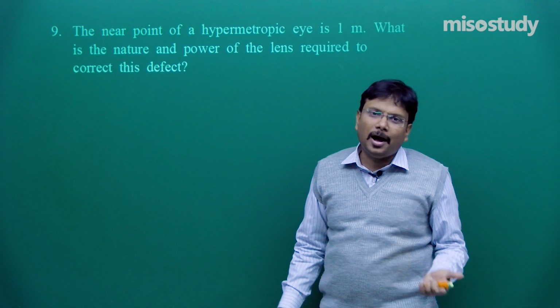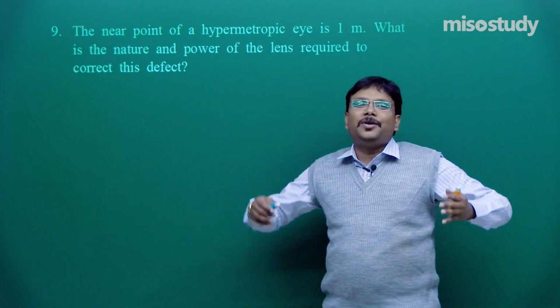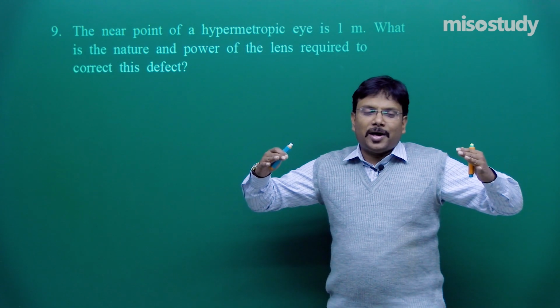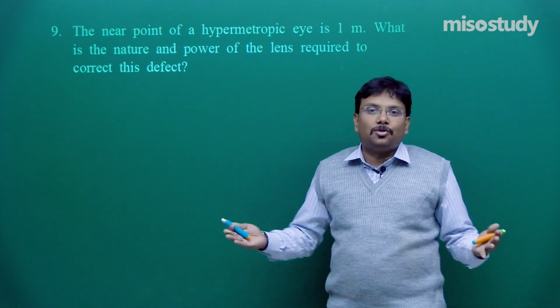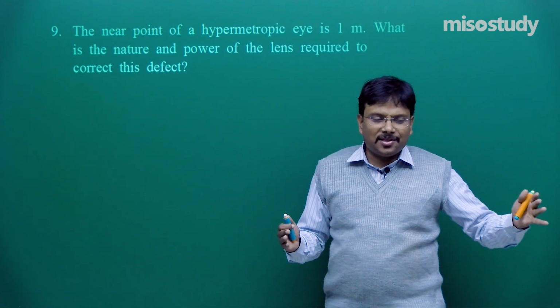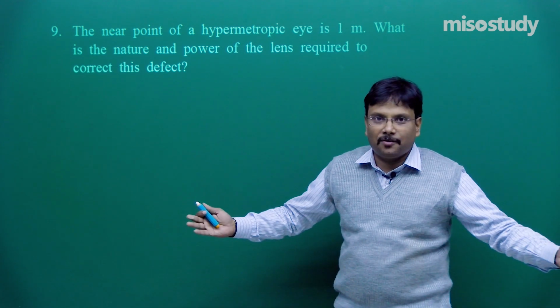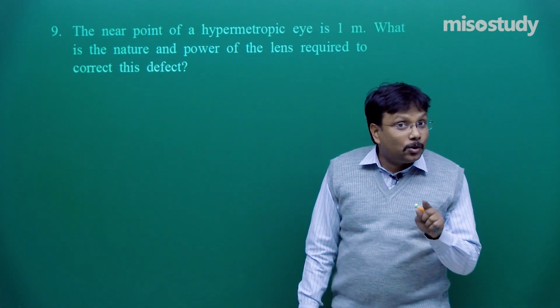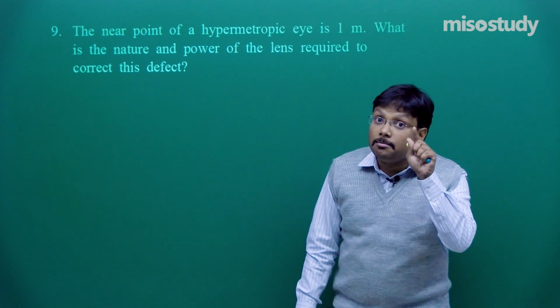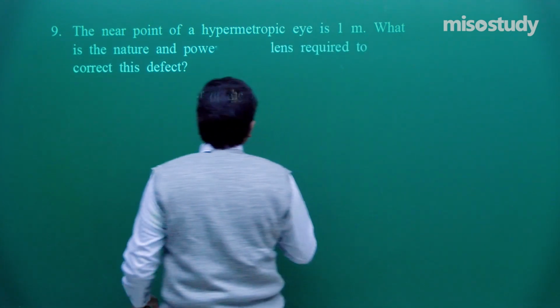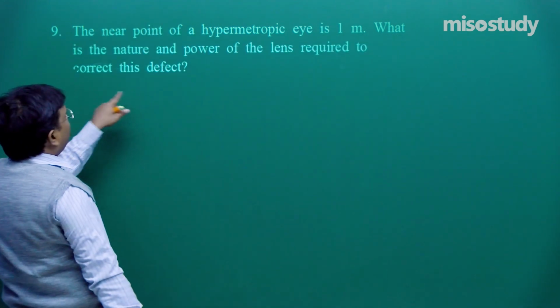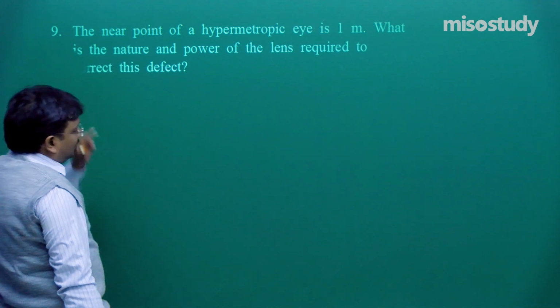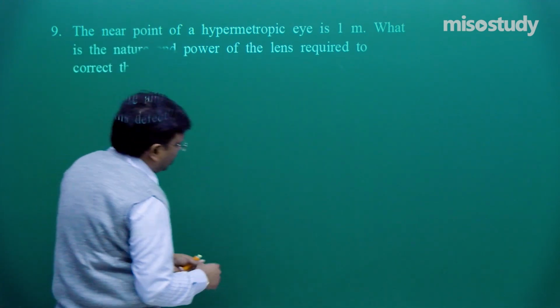You may ask, sir, why is it so? Because this is the way we calculate, and it is accepted everywhere. That is why when I mention power, I write P is equal to 1 by F, with F in meters. So, what is the nature and power of the lens required to correct this defect? This is question number 9.